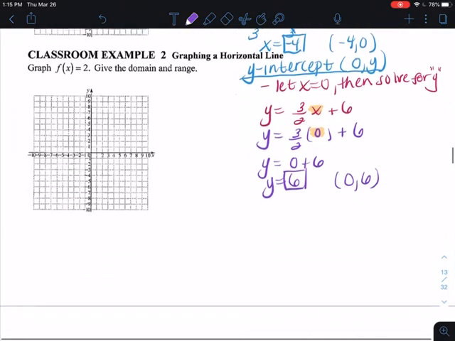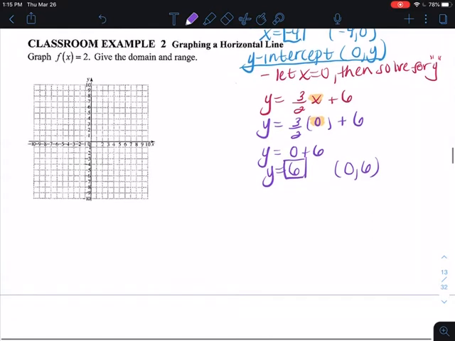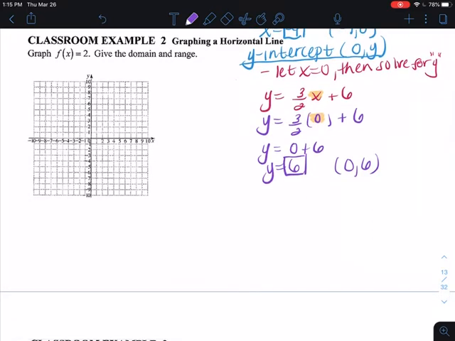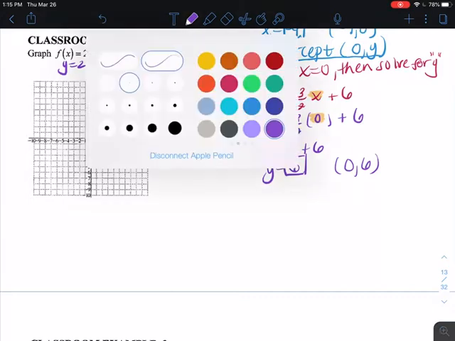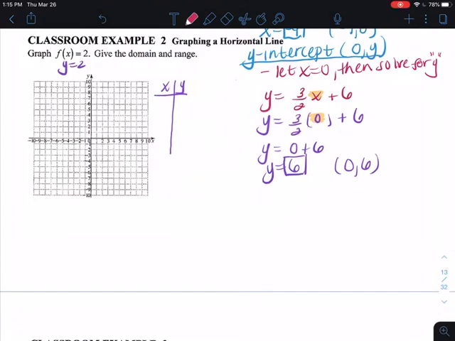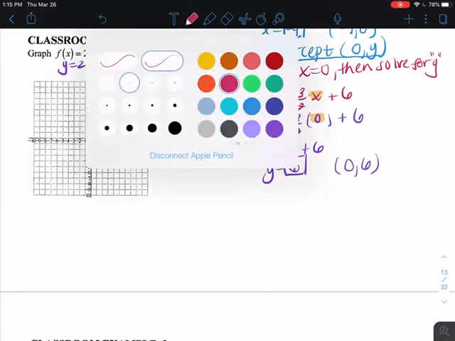All right, moving to example 2, graphing a horizontal line. So this says f of x equals 2, which means y equals 2. So that means regardless of what my x value is, y is always going to be 2. So I'm going to make a little table. So I'm going to plot 3 points. So I'm going to say y is going to be 2 regardless of what it is.